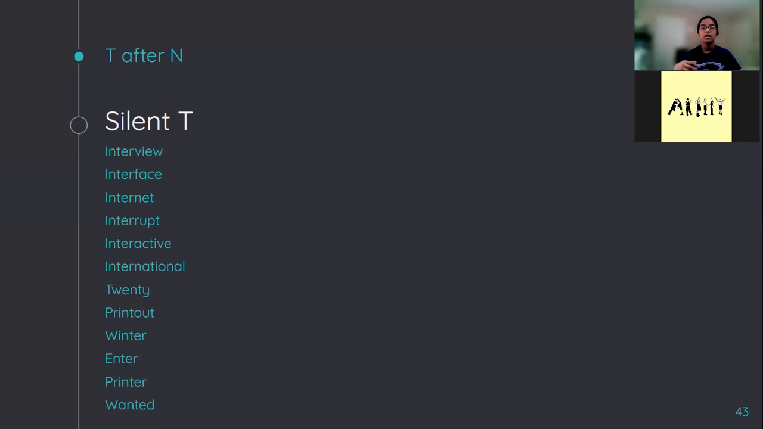Same thing with interface. It's not interface with the T, it's interface. The next one, it's not internet with the T, it's internet. Can you guys say that? Internet. The next one is interrupt. The T is not pronounced, it's just interrupt.